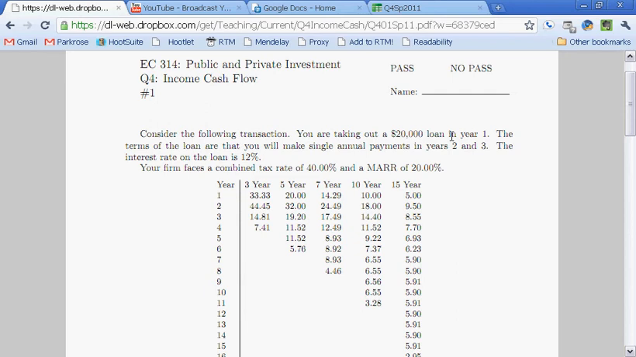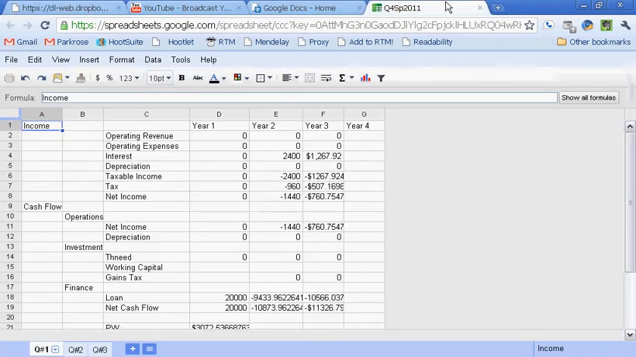So you know that you're going to have to make some kind of simple amortization table to split the interest and principal payment up. And it tells you that the interest rate on the loan is 12%. Last two pieces of data are that the combined tax rate is 40% and the minimum acceptable rate of return is 20%. Now let's switch on over to the spreadsheet where I have this sorted out.